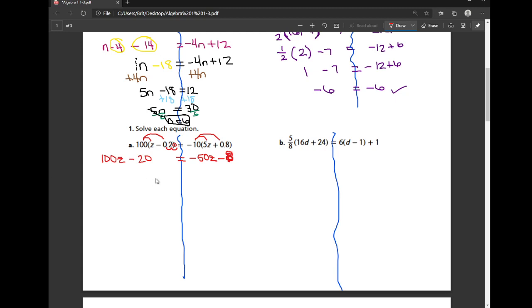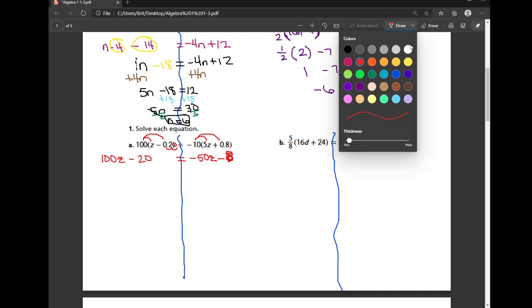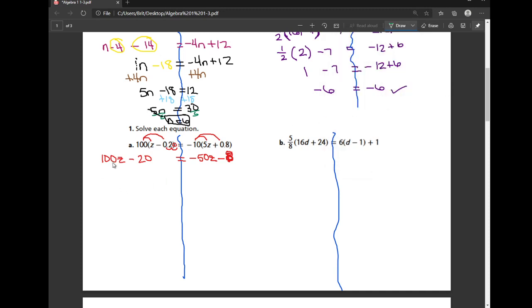Alrighty, so here we go. We have an equation, all the like terms are collected. There aren't any more parentheses anymore. So now we're going to start the process of moving things back and forth across the equal sign. I'm going to start with my variable. I want to have a positive z value, so I don't want to subtract the 100 over there. Instead I'm going to add 50z to each side.